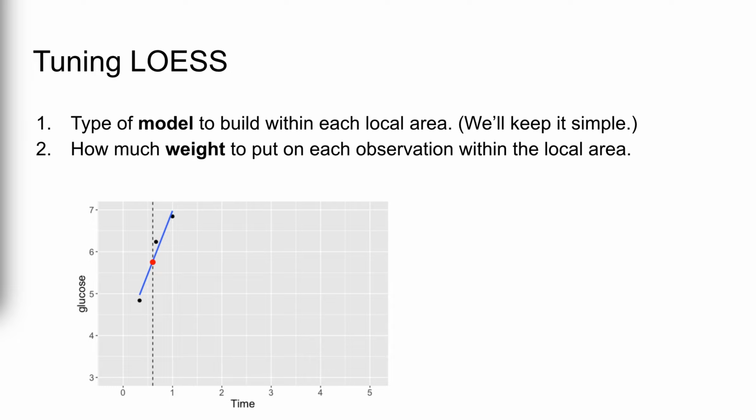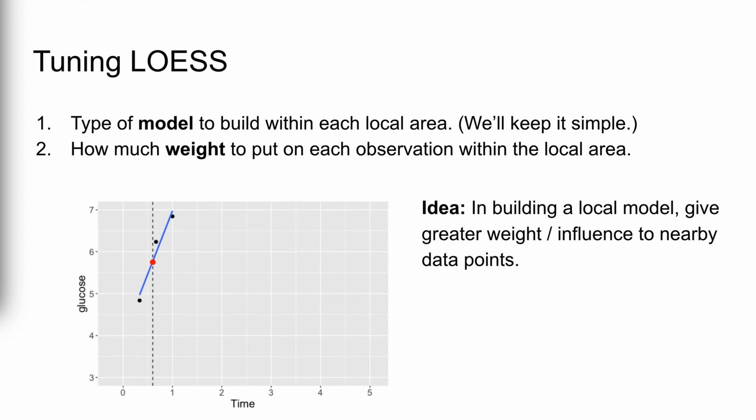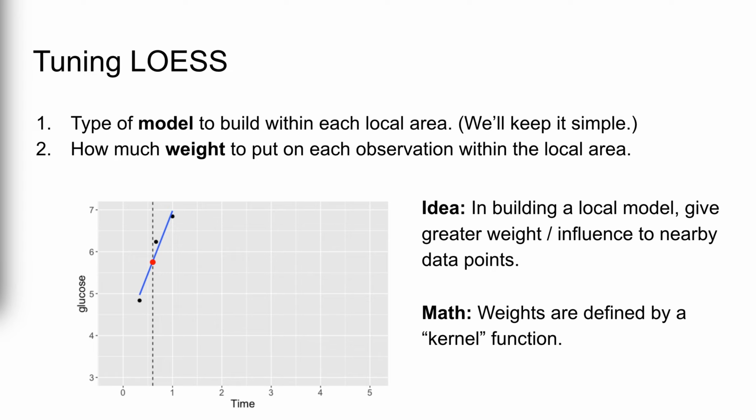Second, we must determine how much weight to put on each observation within the local area. The idea here is related to Tobler's first law of geography. Everything is related to everything else, but near things are more related than distant things. In the context of LOESS, this means that in building a local model, we should give higher weight or influence to the closest or most nearby data points. Mathematically, these weights are selected or defined using a kernel function. We won't get into kernel functions here, but I encourage you to do some digging.